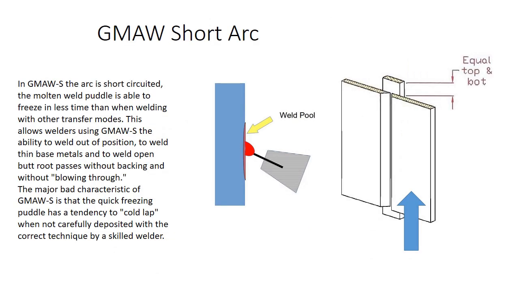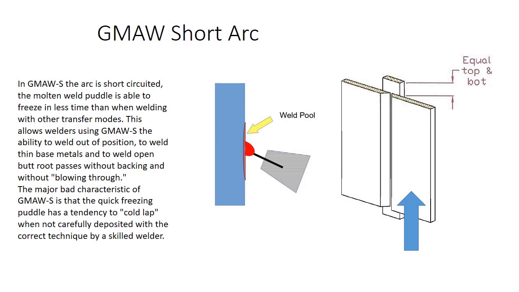In GMAW short-circuiting, the arc is short-circuited. The molten weld puddle is able to freeze in less time than when welding with other transfer modes. This allows welders using gas metal arc welding short-circuiting the ability to weld out of position, to weld thin base metals, and to weld open root passes without backing and without blowing through. The major bad characteristic of GMAW short-circuiting is that the quick freezing puddle has a tendency to cold lap when not carefully deposited with the correct technique by a skilled welder.